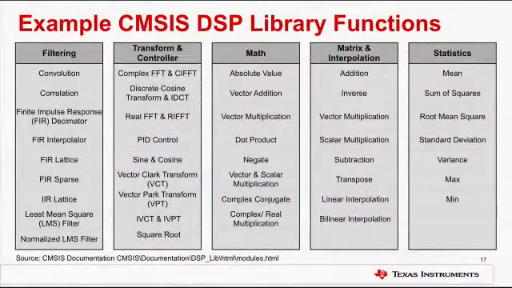The CMSIS DSP library is divided into a number of modules such as basic math functions, fast math functions, filters, transforms, matrix and interpolation functions, each covering a specific category of function calls. The library has separate functions for performing operations on 8-bit integers, 16-bit integers, 32-bit integer, and 32-bit floating point values. Some of those functions are shown on the screen. Let us pause here for a few seconds and read through the list of functions.